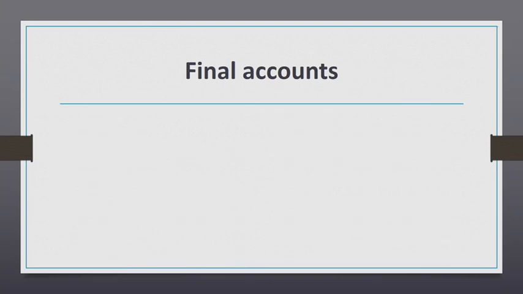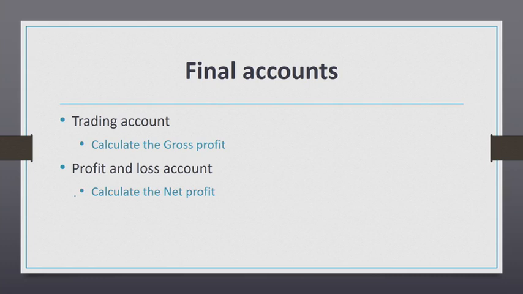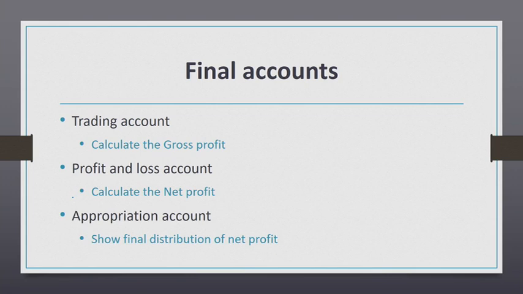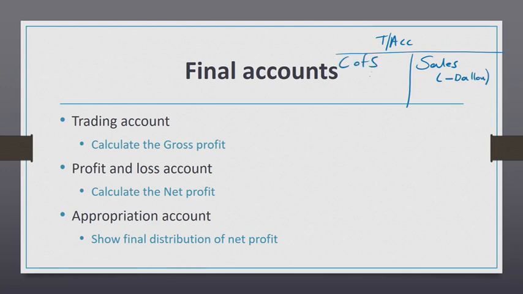Final accounts, we now have 3 final accounts. The trading account, where we calculate the gross profit, the profit and loss account, where we calculate the net profit, and then the appropriation account, where we show the final distribution of the net profit. Trading account, if you can remember from last year, we have sales, we close off sales, obviously, we subtract debtors allowance from that, then we close off the cost of sales, and the balancing amount will be the gross profit that goes to the profit and loss account.